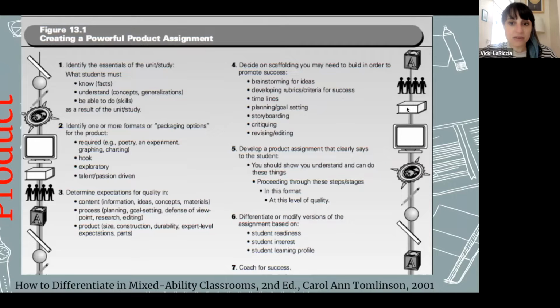And my wondering for you is, how could this process for designing a product or an end of unit assessment work for you in your practice as a teacher? And another question, if you don't want to answer that, is how does this not work for you?